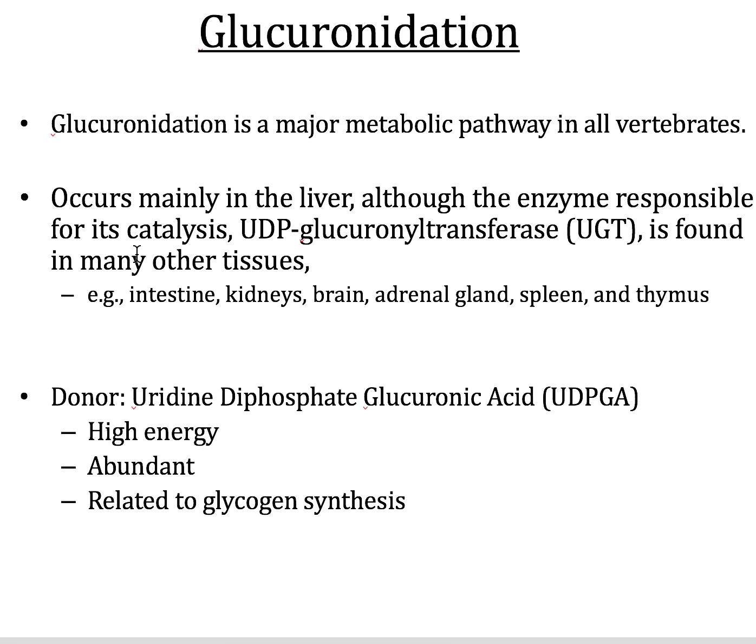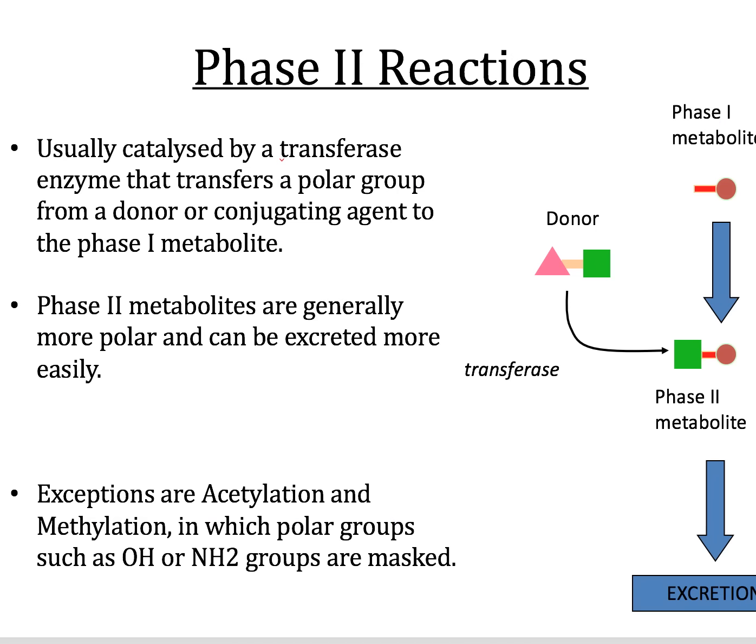One thing with phase 2, which I forgot to mention at the start, is that phase 1 usually included an oxidative reaction. The whole purpose of it was to functionalize and make the molecule ready for phase 2 metabolism. Now, phase 2 is a process called conjugation, usually catalyzed by a transferase enzyme that transfers a polar group. Remember, before the drugs are metabolized, they're non-polar. The whole point of this is to make it polar, so they get it from a donor or a conjugating agent.